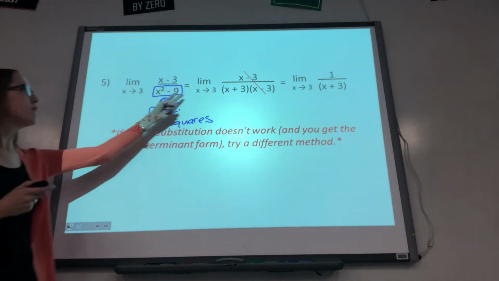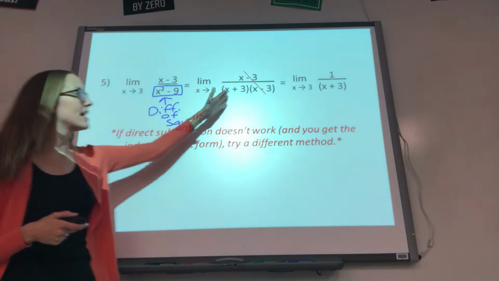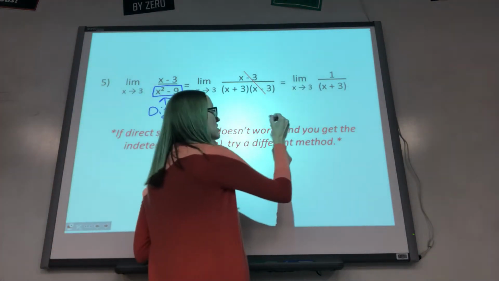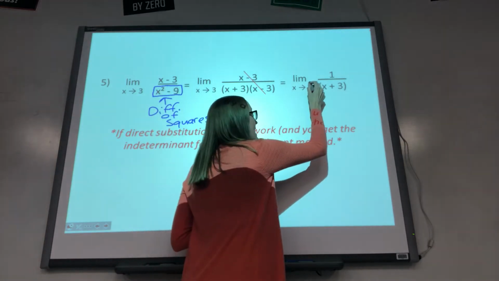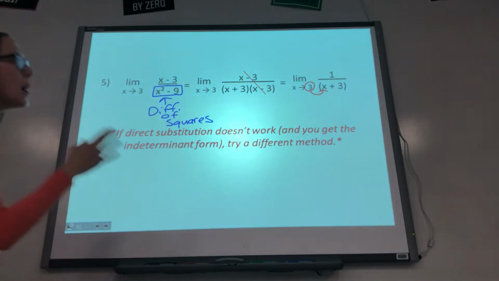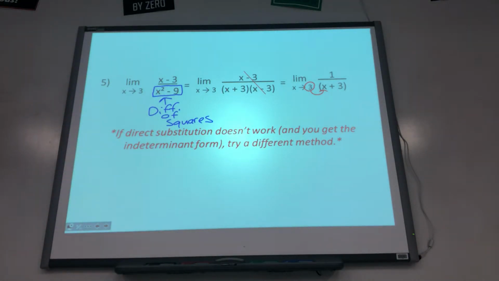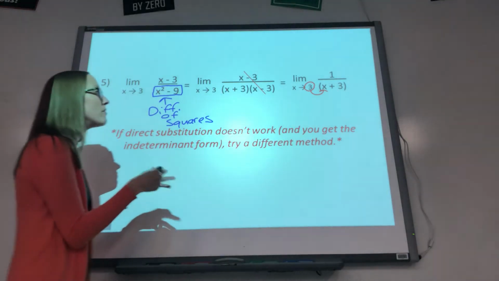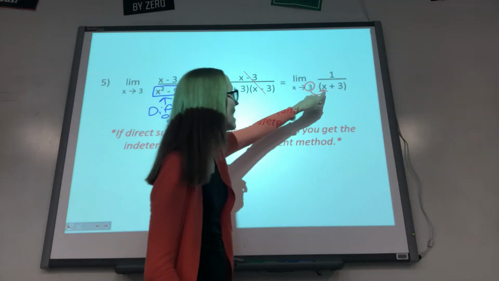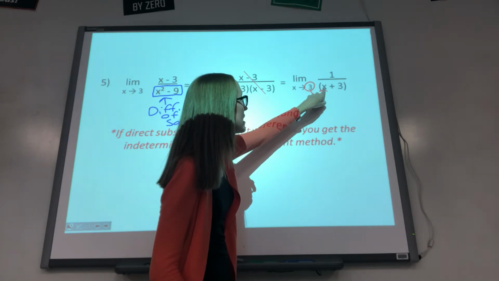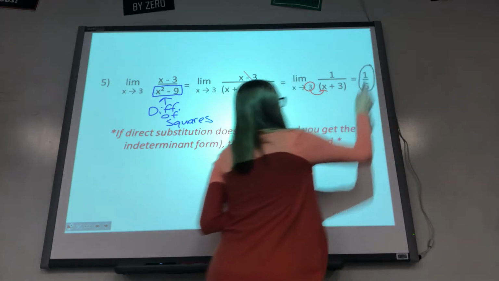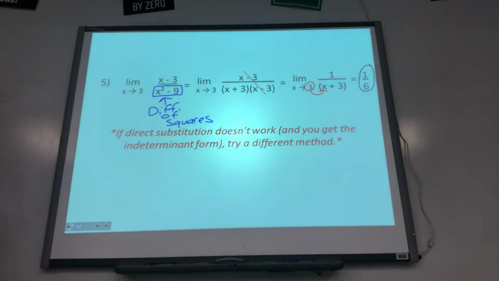Once you get it factored and you get it simplified, now you can try direct substitution again. Take that value of x that you're approaching, plug it in, and cross your fingers because hopefully now it's going to work out to be something nice. And I think it does. If I put a 3 right here, 3 plus 3 is 6. So my limit is 1/6.